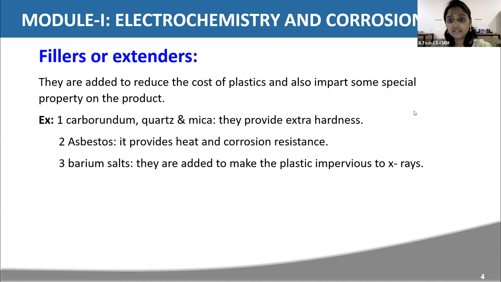Sandpaper, anybody knows sandpaper? Did you see sandpaper or not? Where do you observe sandpaper? I ask, sandpaper. Where do you see? What is the use of sandpaper? Yes, smoothing. Okay. Same carborundum also, it is used for smoothing.